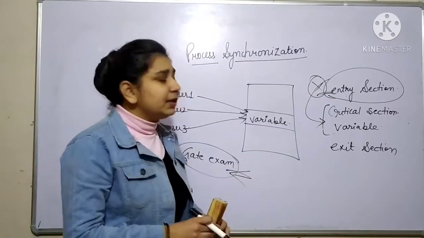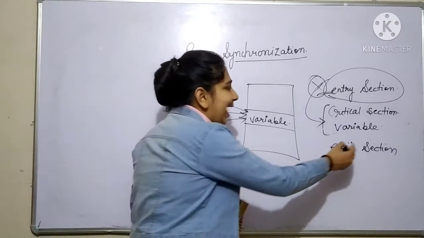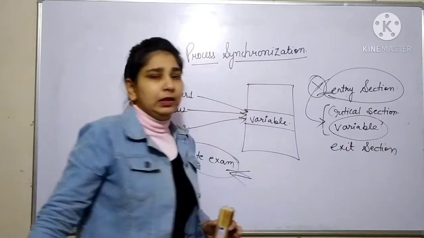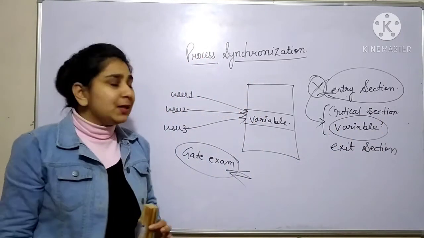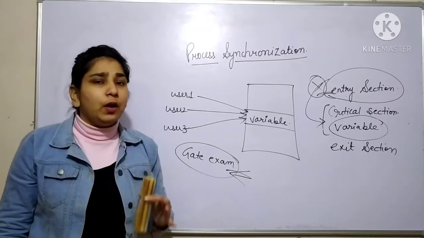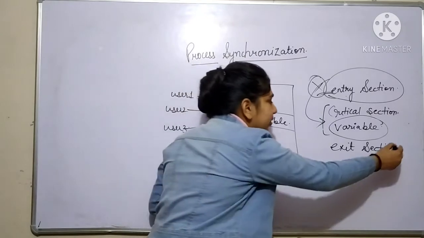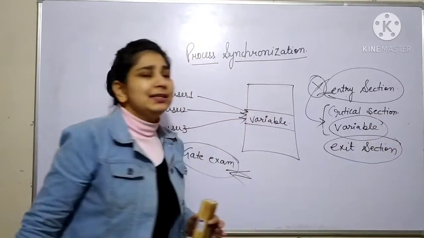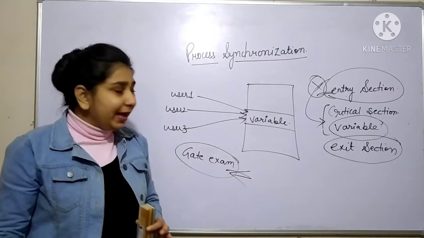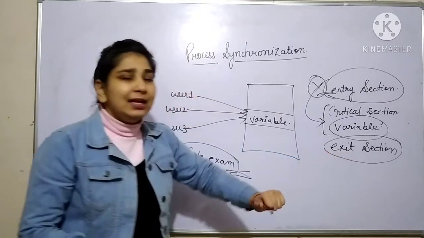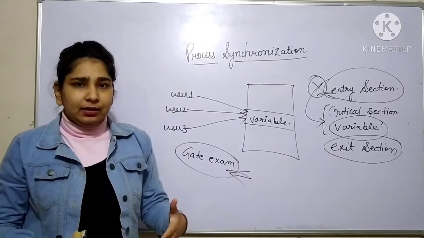Once one request has accessed the variable, and whatever operations it wanted to do it has done everything, it now goes to the exit section. Exit section means now I am terminating.